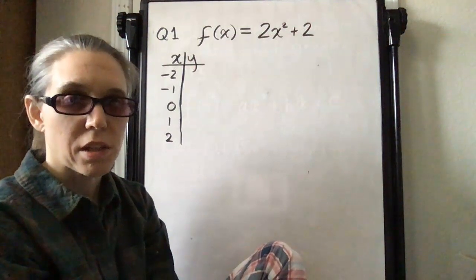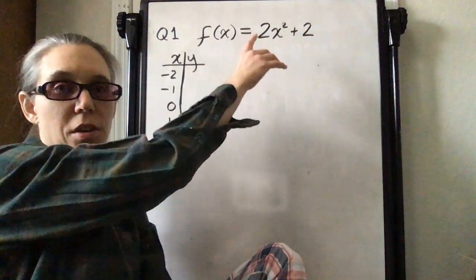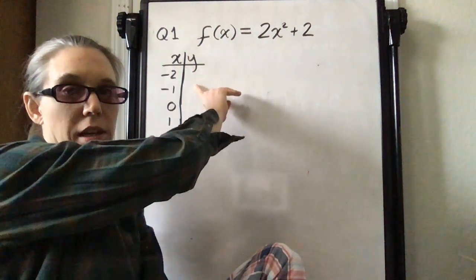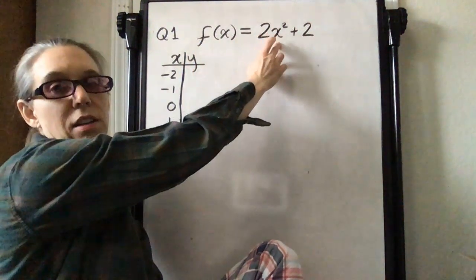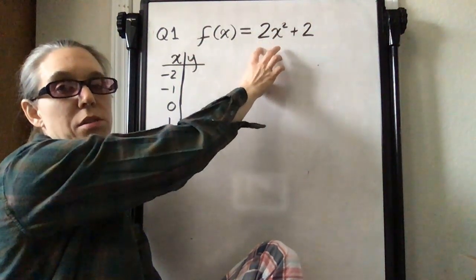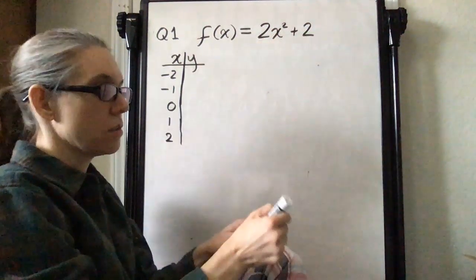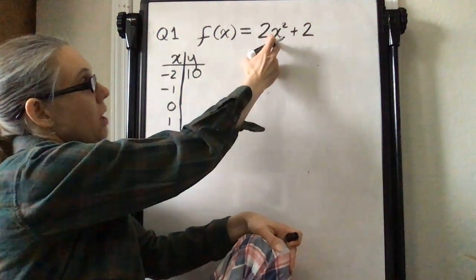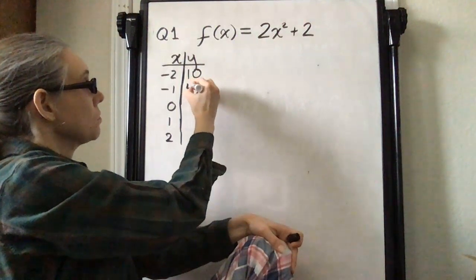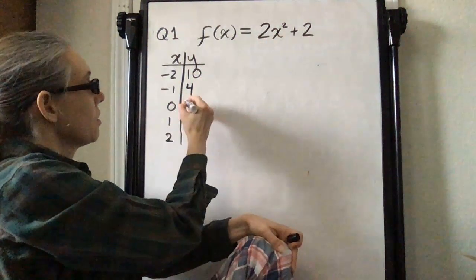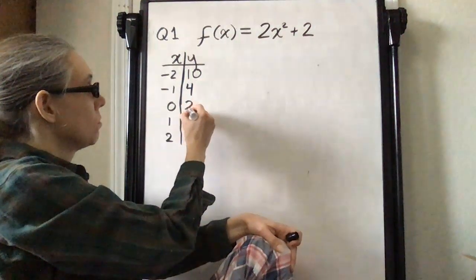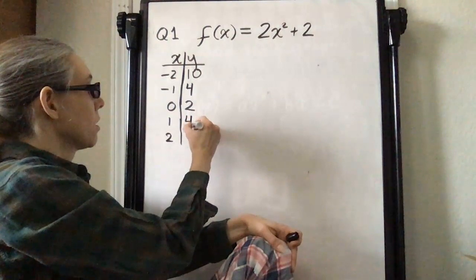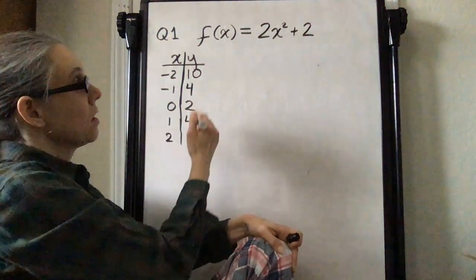So we're going to replace x in the function with each of these values in turn. When you plug in negative 2, squared is 4, 4 times 2 is 8, plus 2 is 10. Plug in negative 1, you get 4. Plug in 0, you get 2. Plug in 1, you get 4. Plug in 2, and you get 10.